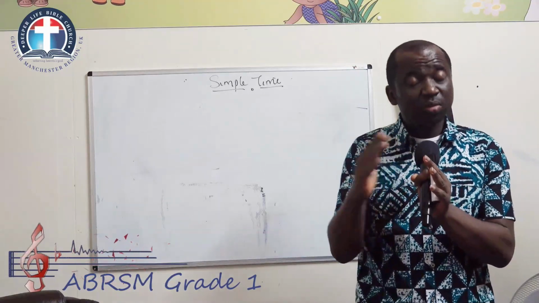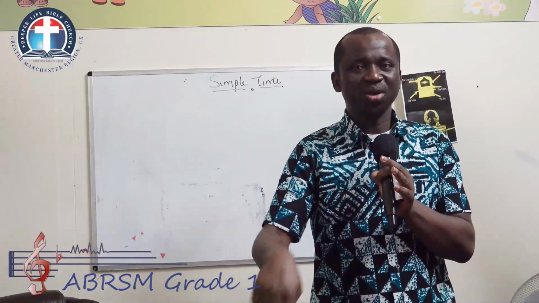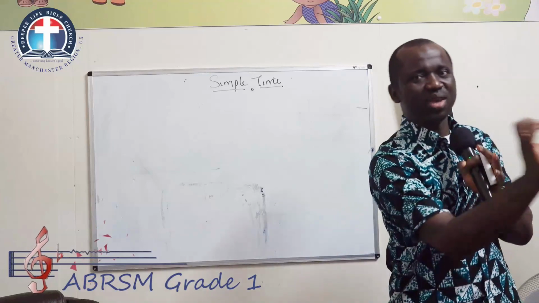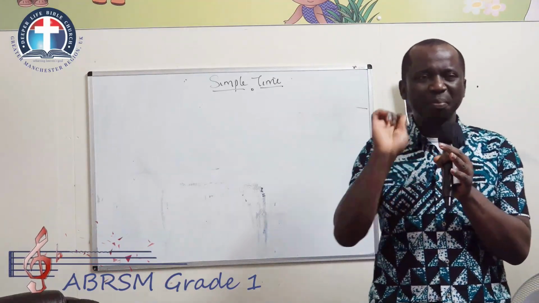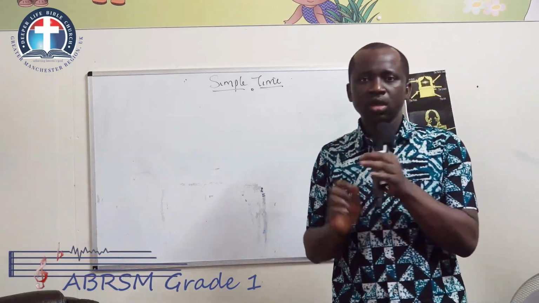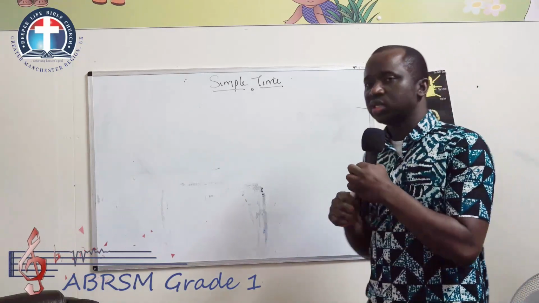Sometimes a value will be missing. They'll tell you to complete the value. What note will you add there to complete it, to make it equal to the time signature? A lot of questions come out like that, so you have to go and practice that one very well. But let's talk about simple time signature.